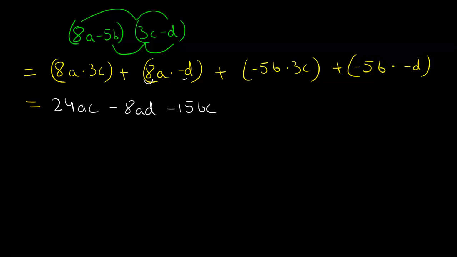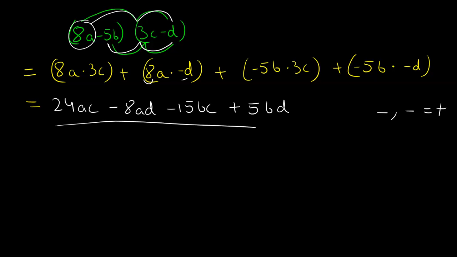And the final one we have is when negative sign and negative multiply with each other, we get a positive sign. So we get plus 5bd. And that is our answer for this one. Okay, so it's not very hard or complicated. All we have to remember is the first term will be multiplied with this, and the second one will be multiplied with this, and we get our final answer.